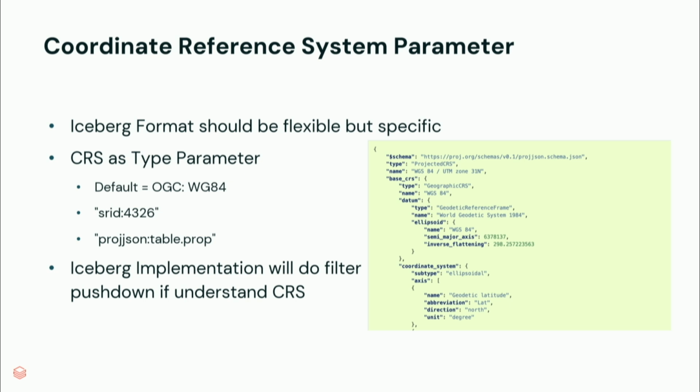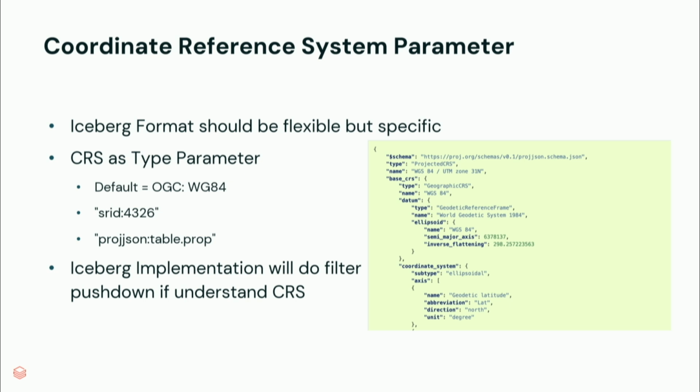So we allow SRID and ProJSON, even if it's maybe not formally stamped by the OGC. And we can support other ones as well. So we now add a CRS as a type parameter for the geotype. And you can specify the default, an SRID value, or a ProJSON value.